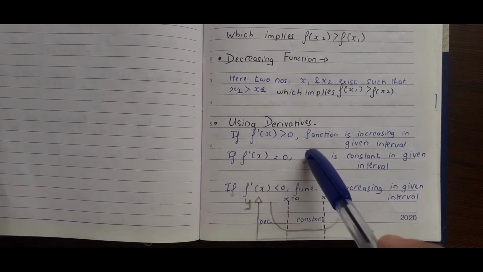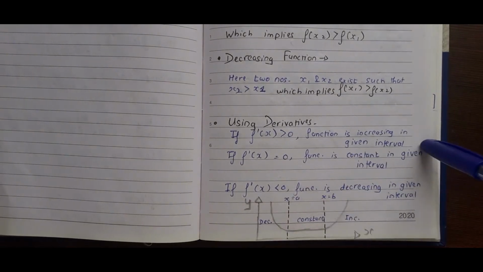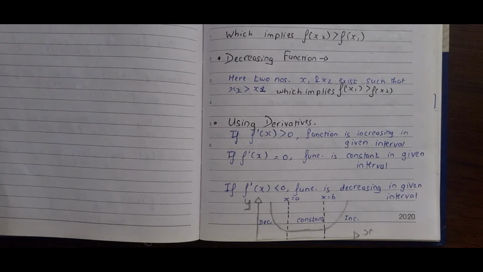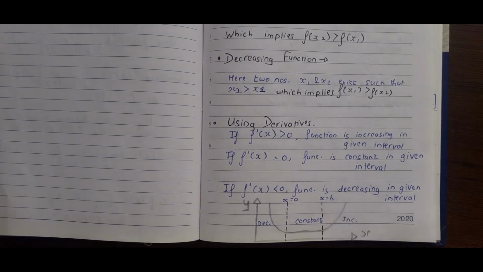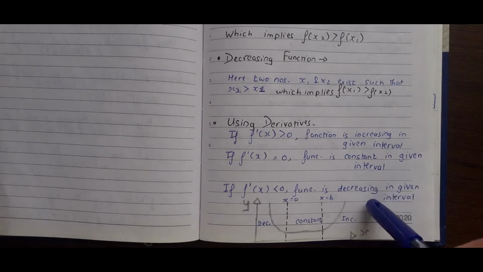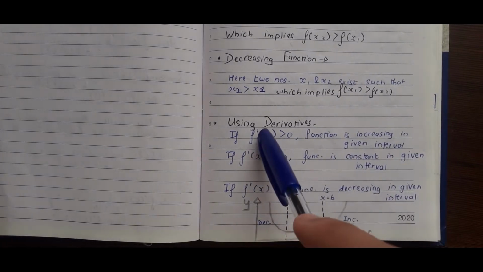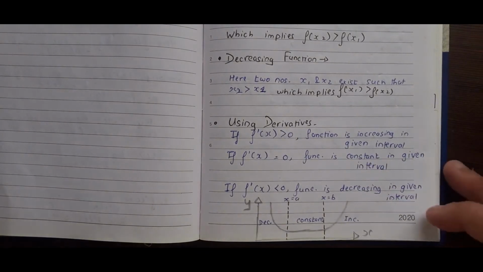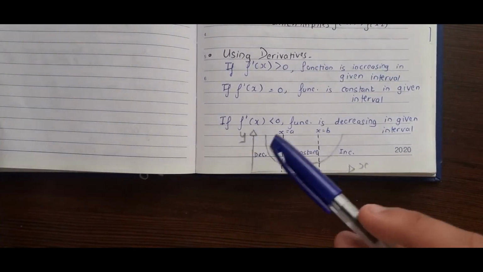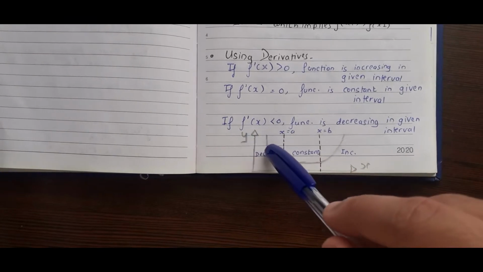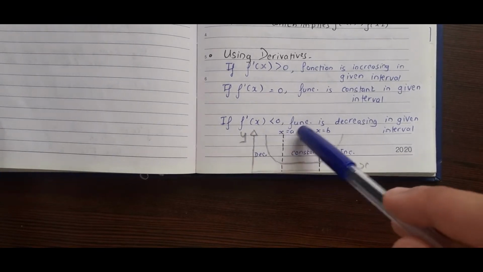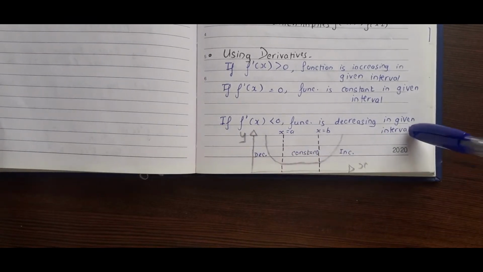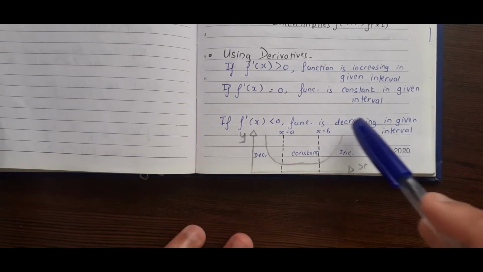If f dash of x is greater than 0, the function is increasing in a given interval, because your f dash of x is a slope. So at any point over here, the slope is going to be positive, hence your first derivative is positive. So we are checking with greater than 0. We're checking if it's positive, we see the function is increasing. Same way, f dash of x less than 0, we're checking for a negative slope over here. Here, since f dash of x is less than 0, we see the function is decreasing in the given interval.